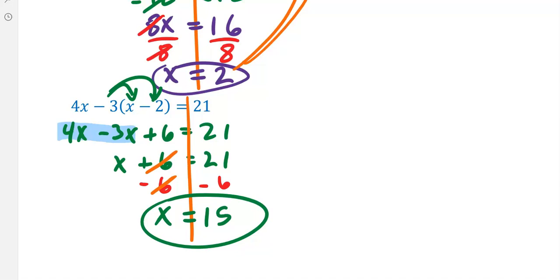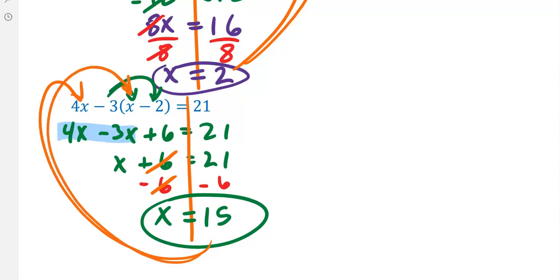X equals 15. If you want to make sure your answer is correct, take 15 and put it back in for x every place that you see it in the original equation, and make sure that that equals 21.